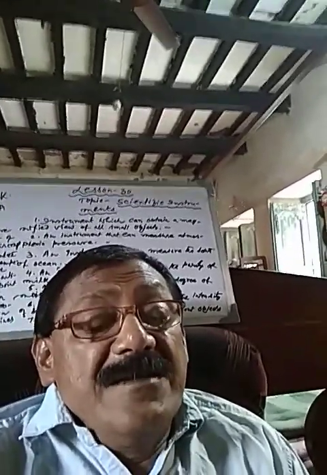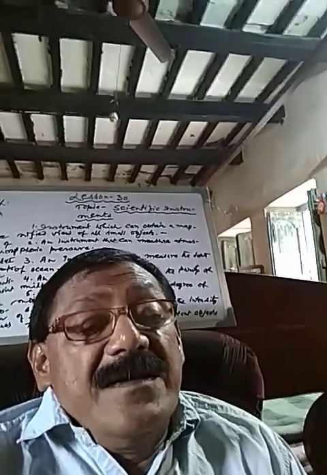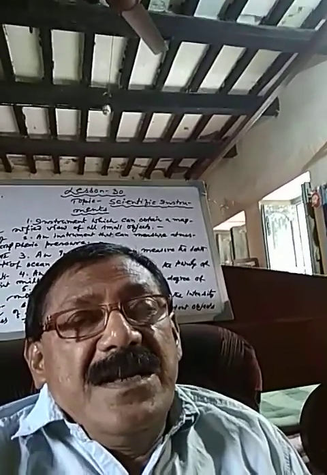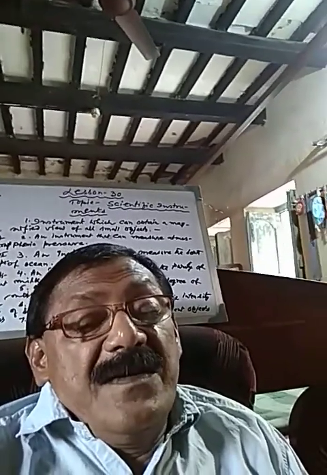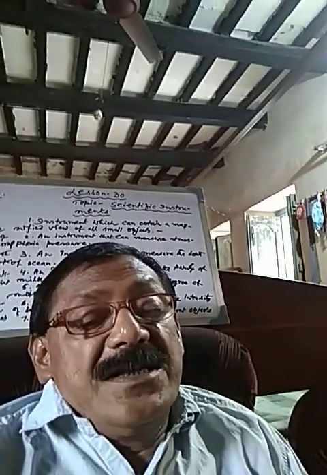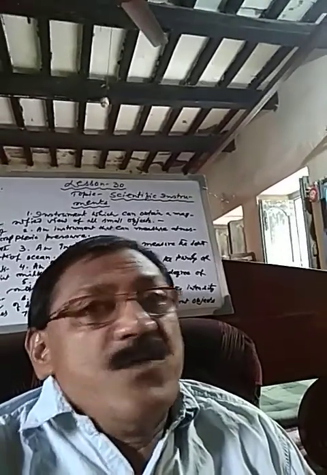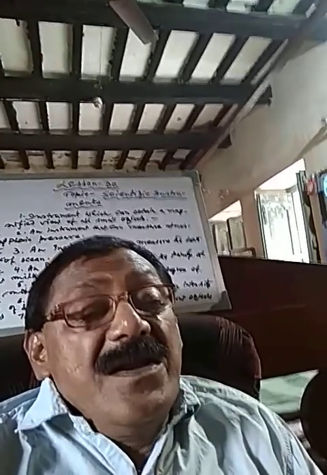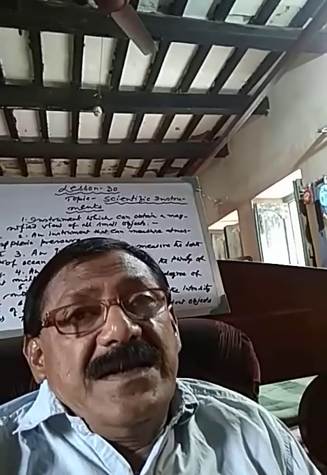And next one, name an instrument that can measure the depth of ocean. It is fathometer. Fathometer is an instrument that can measure the depth of ocean. And next one, name the instrument that can check the purity of milk.